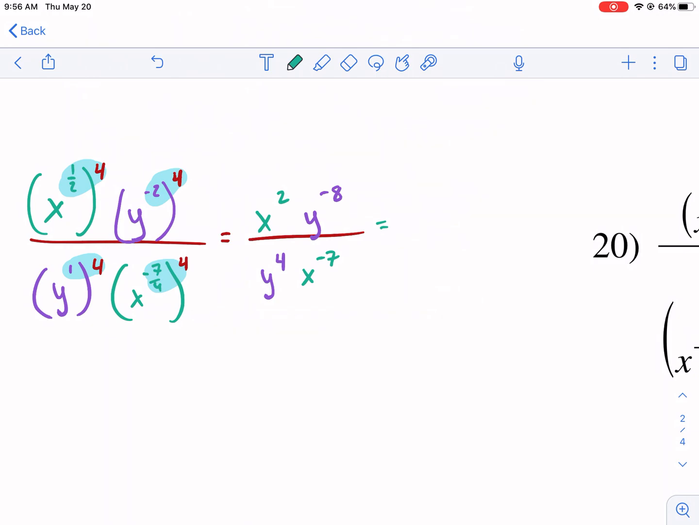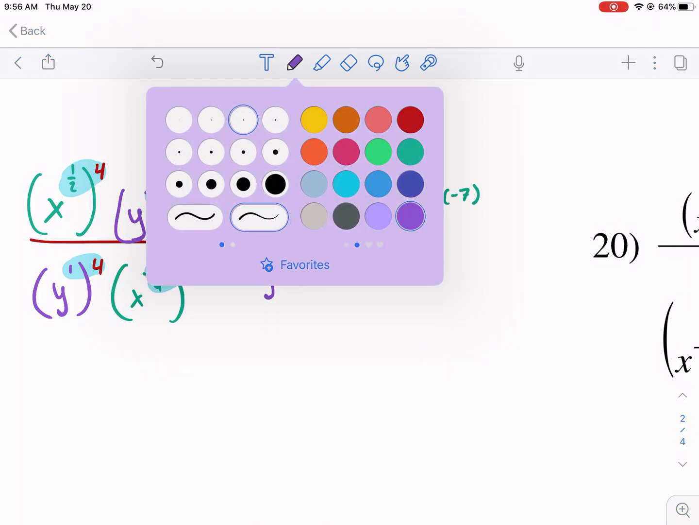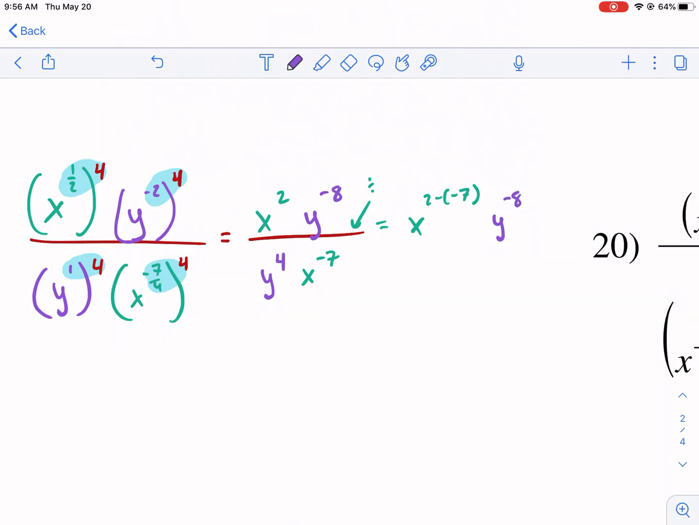Okay, now this becomes a pretty simple problem where I have division here. So now I'm going to subtract powers. This division means I'm going to subtract powers. So I have 2 minus a negative 7 for my x. And then I have y to the negative 8 minus 4. Let's simplify this further. We have x to the 2 minus negative 7, which is 2 plus 7.